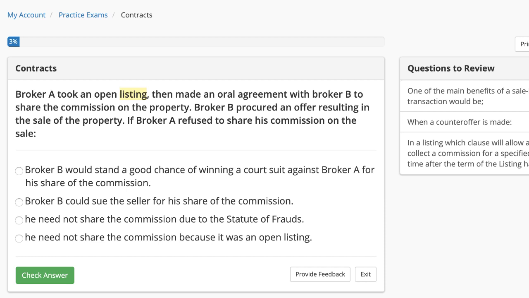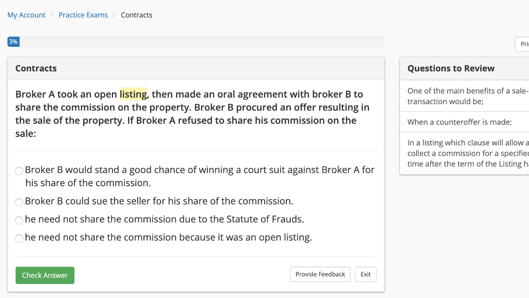Broker A took an open listing, then made an oral agreement with broker B to share the commission on the property. Broker B procured an offer resulting in the sale of the property. If broker A refuses to share his commission on the sale, then A, broker B would stand a good chance of winning a court suit against broker A for his share of the commission. B, broker B could sue the seller for his share of the commission. C, he need not share the commission because of the statute of frauds. Or D, he need not share the commission because it was an open listing.